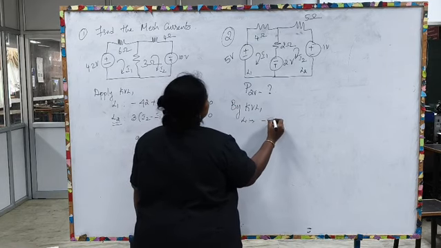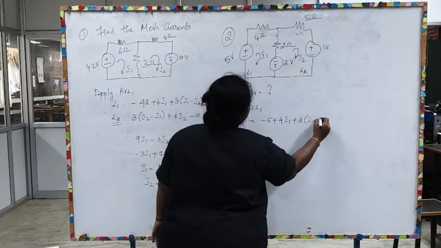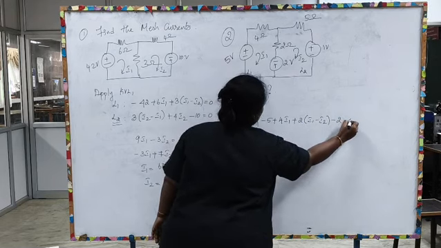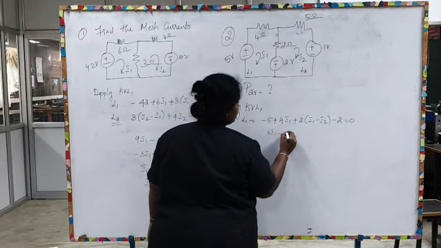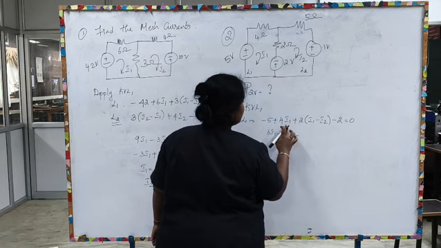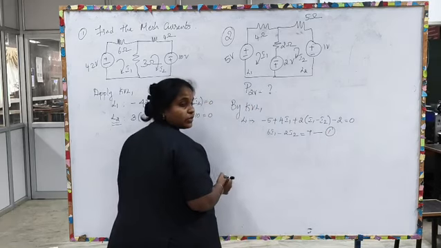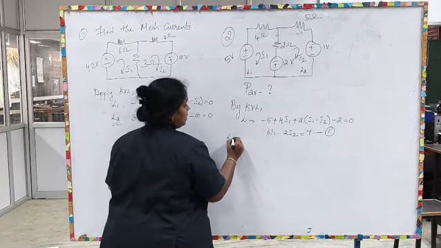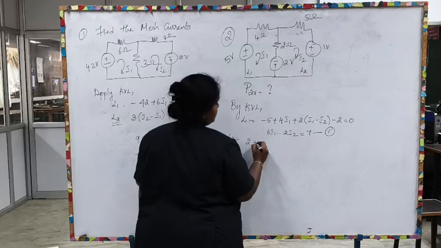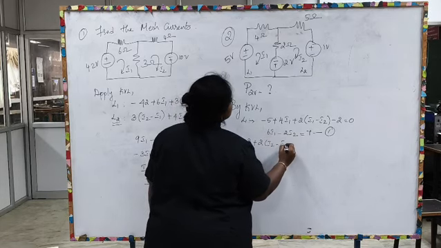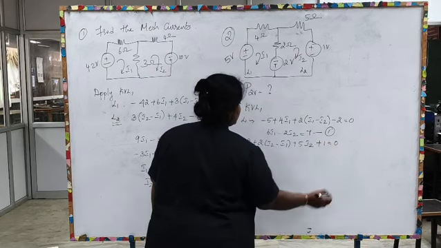Now, by applying the KVL equation, it is minus 5 plus 4 into I1 plus 2 into I1 minus I2 minus 2 is equal to 0. So, by simplifying this, you will be getting 6 I1 minus 2 I2 equal to 7. Let this one be your equation 1, after which we can apply KVL to your loop 2. It is 2 volt plus 2 into I2 minus I1 plus 5 into I2 plus 1 is equal to 0.